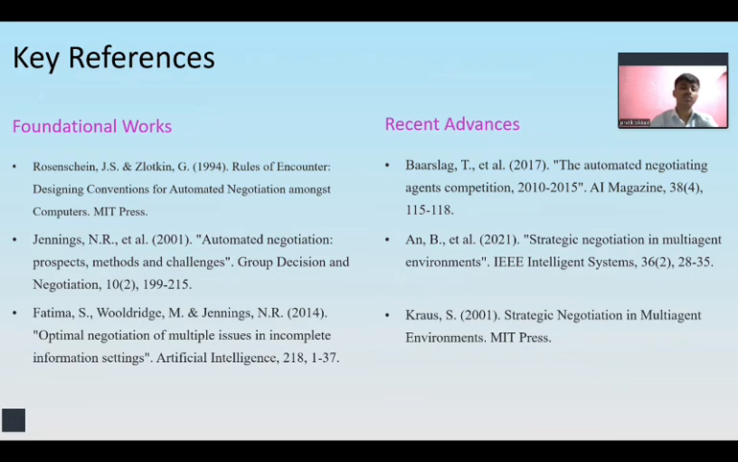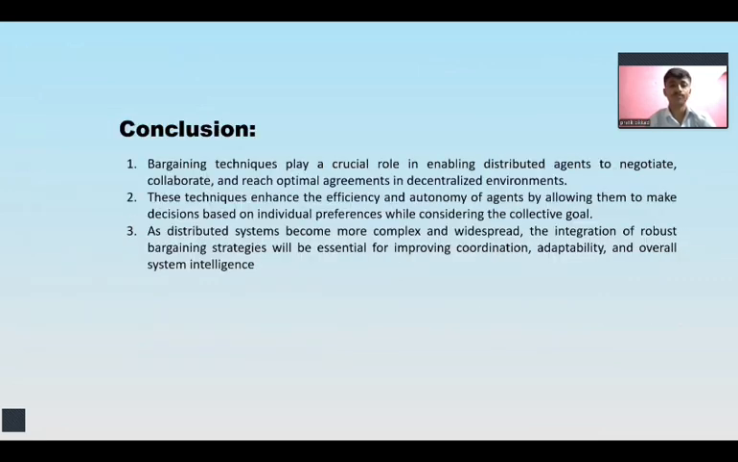Now we see the key references of bargaining technique. Foundational works. These are some points. Recent advances. These are some points. Now we will see the final conclusion.